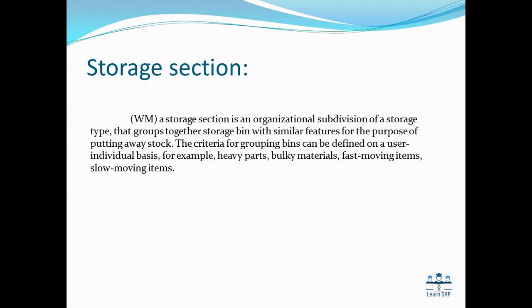The criteria for grouping the bins can be defined on an individual user basis. For example, heavy parts, bulky materials, fast moving items, slow moving items. So this is nothing but dividing the storage type again based on our needs. For example, fast moving items will always be stored where we can access the material easily, and slow moving items will be stored in the high rack storage, and heavy parts will always be stored near the basement. These will not be stored in the high rack because of the weight.